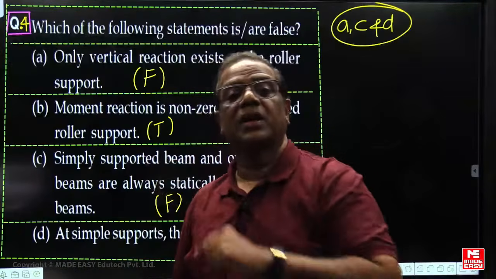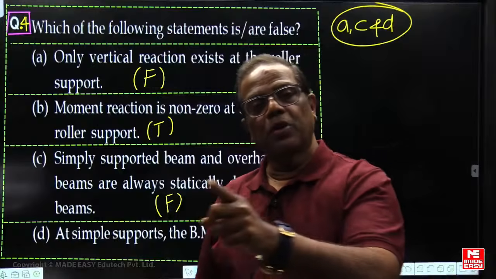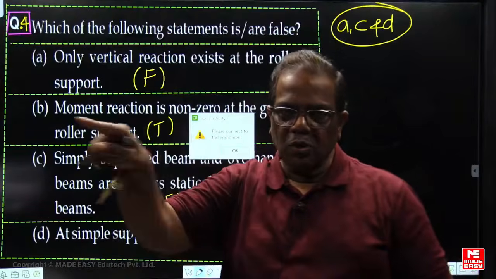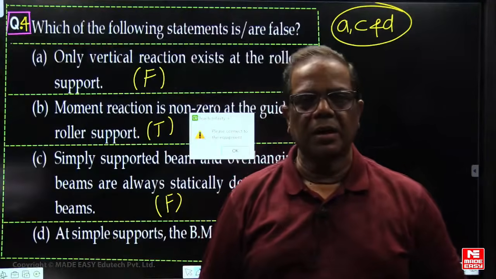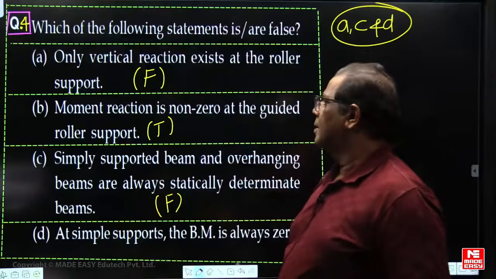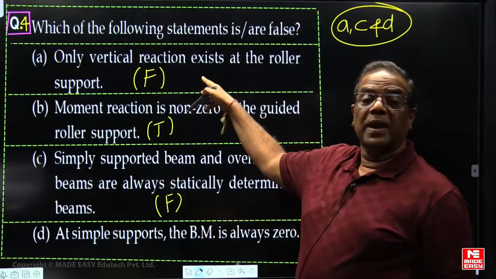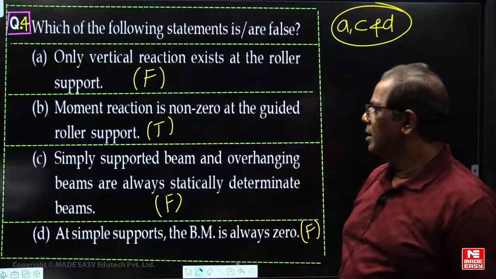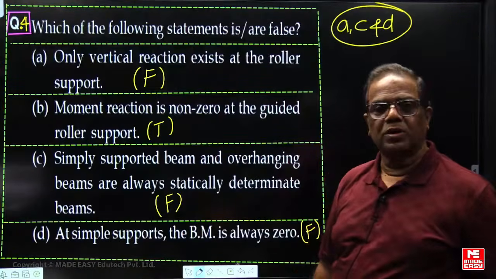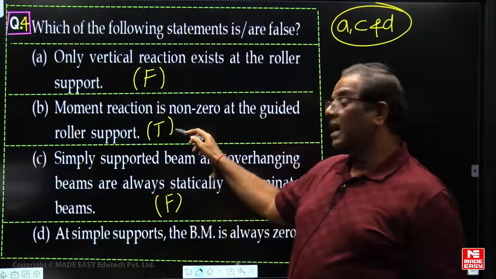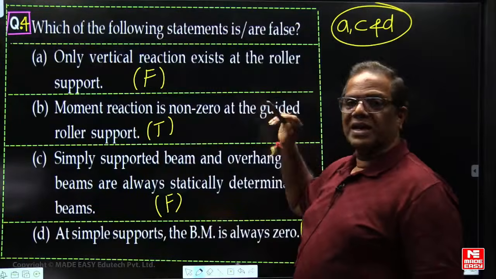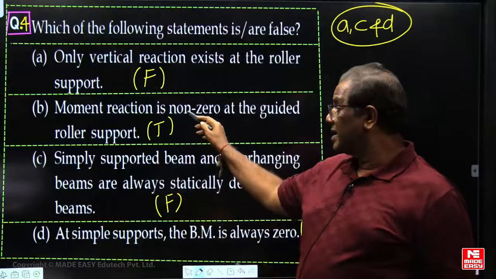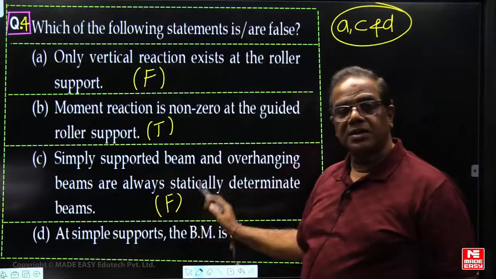If the plane supporting the rollers is parallel to the longitudinal axis of the beam, then this statement is correct. But he has not mentioned anything. So this statement is correct if the plane supporting the rollers is a horizontal line or parallel to the longitudinal axis of the beam. Roller support will permit the rotation, but guided roller support will restrict the rotation. What is the difference between these two? This will permit the rotation, therefore the moment reaction is zero, but this will restrict the rotation, so the moment reaction is non-zero. And everybody has taken that as true.